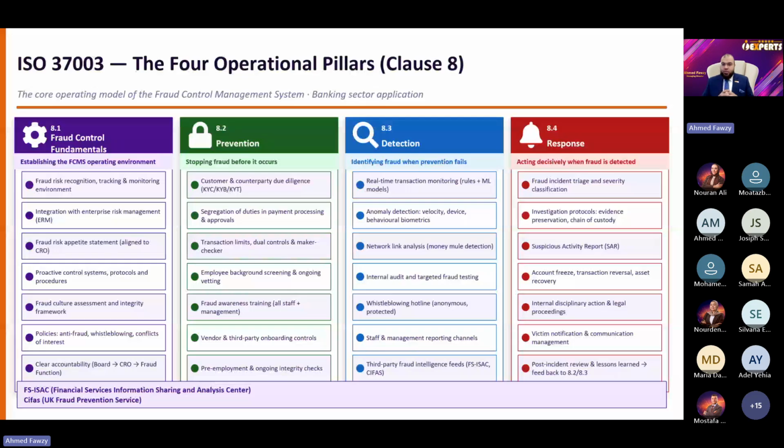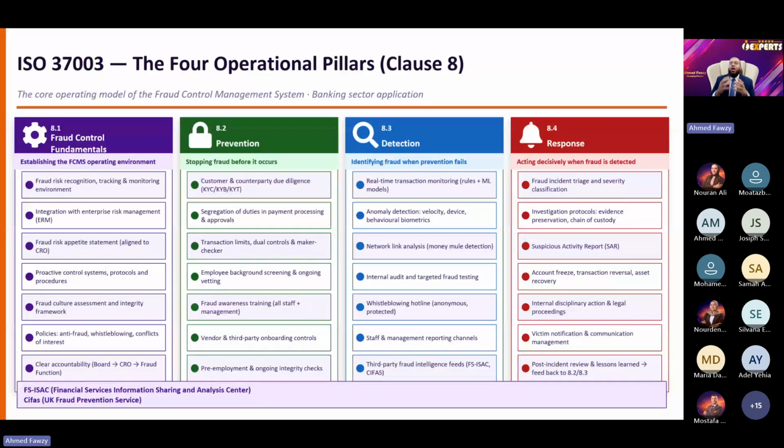So you have to define the risk appetite. Losing $20 is different, I think, from losing $20 million, as you know, and I do believe that everybody agrees with me. Of course, you have to have proactive control systems. You have to have the fraud control, the fraud culture assessment, and the integrity framework. The policies must be in place. I don't like to have just policies. It is ink on paper. No, we don't like that.